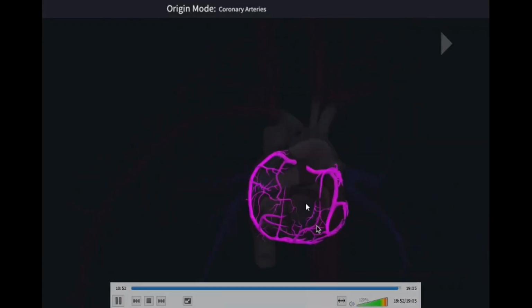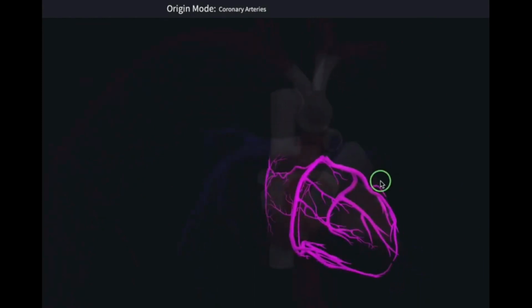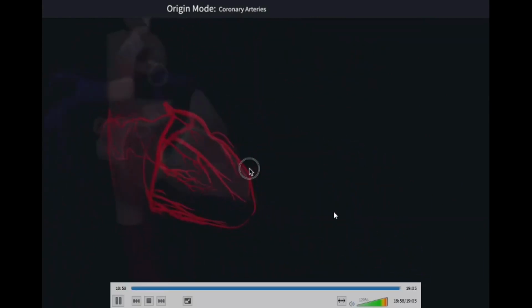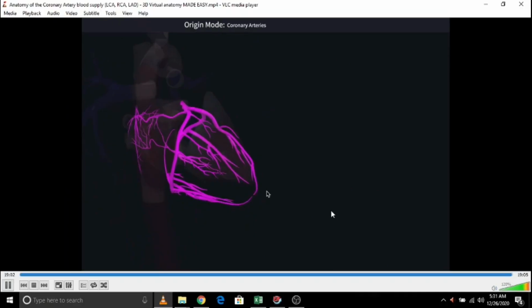With this aspect here of the artery. So this is simply what an angiogram would look like, and I'll go through that in the next video. So thank you for watching this 3D anatomy. Hopefully you've understood.